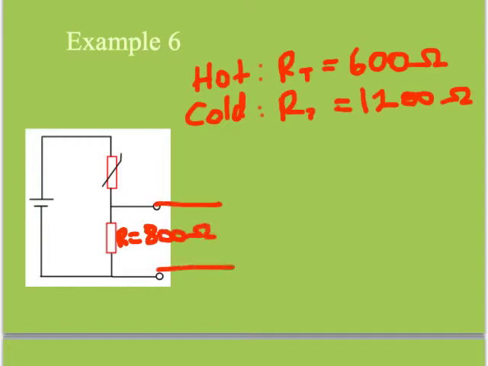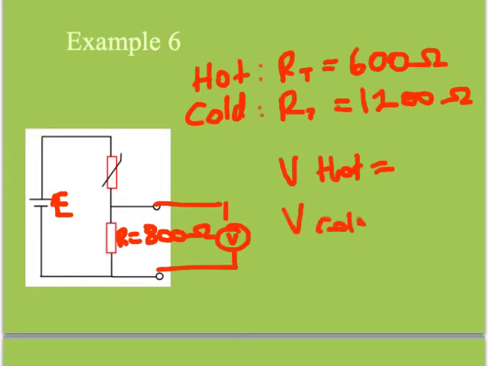What we're trying to measure, we want to know the voltage out. We have EMF in, so I want to know what is the voltage hot and what is the voltage cold. The potential difference when it's hot, the potential difference when it's cold. And you also need the EMF, which is 10 volts.